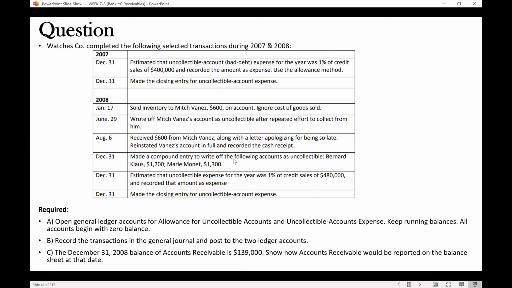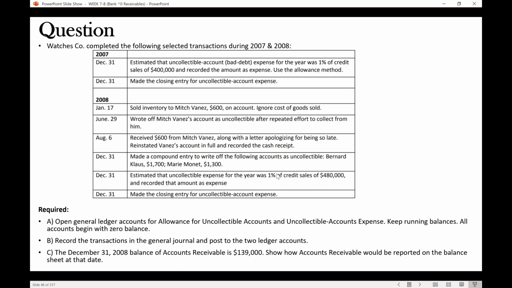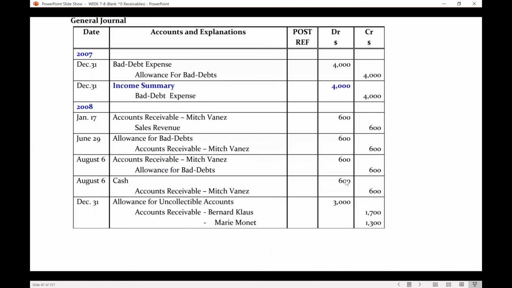So we're making a compound entry to write off the following accounts as uncollectible. This is two receivables that we're saying, okay, we're not going to get them. And how do we do that? Remember, we pull from the provision, which is the allowance, this amount, and then we credit the accounts receivable. Here it said it was Bernard 1,700 and Marie 1,300. Because we're doing a single compound entry, the sum is what will go to our accounts receivable.